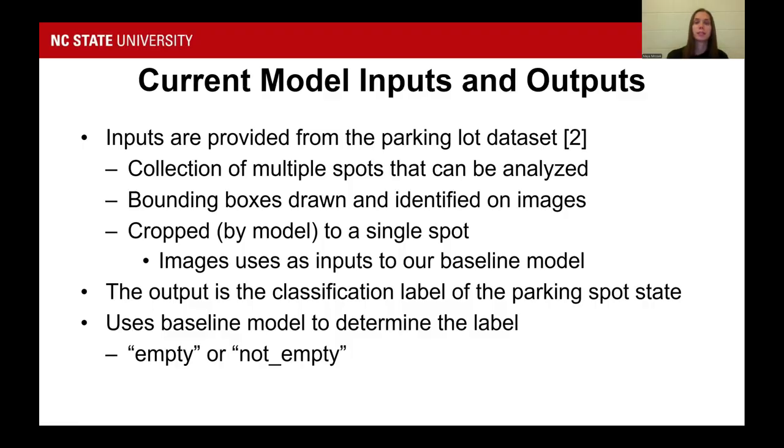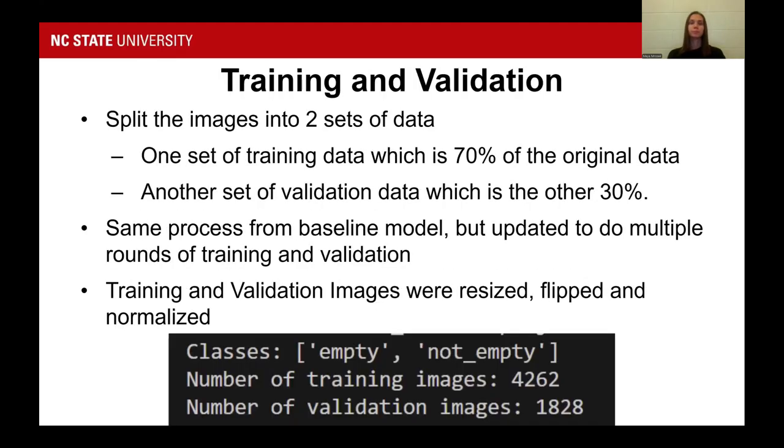And our current model takes the inputs from the second parking lot dataset that provides the collection of multiple spots, and we manually drew bounding boxes onto these images to identify where the spots were, and then used a model to crop the images to a single spot and place them into folders based on each image. And then the output is the classification label of the parking spot state, which is either empty or not empty.